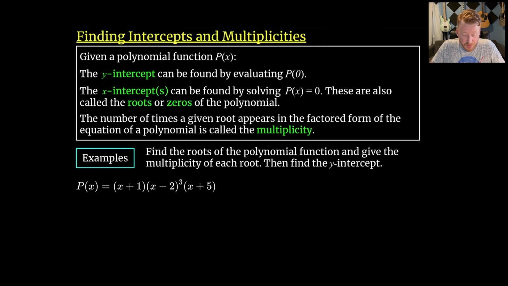So given some polynomial function p of x, the y-intercept can be found by evaluating p of 0. As we said on the previous page, the y-intercept happens when the input is 0, so we will just input 0 into our function and see what we get. Let's look at these as we go here.